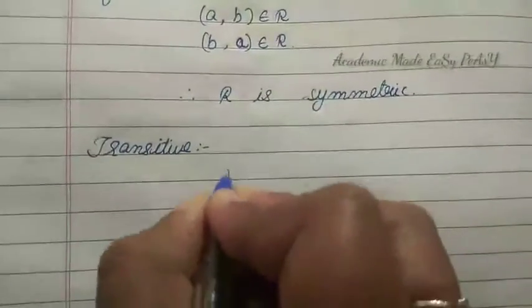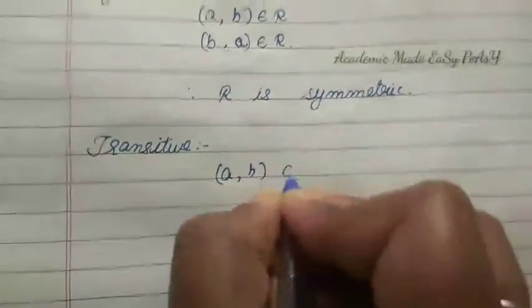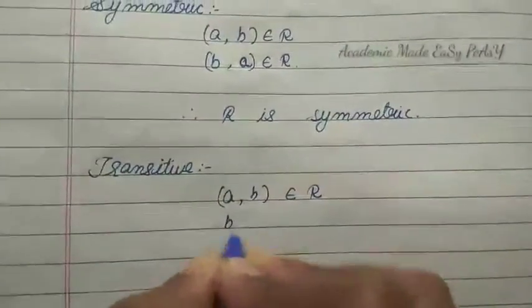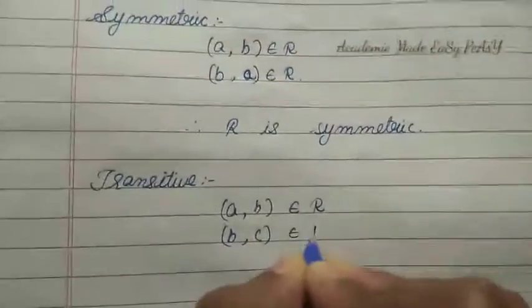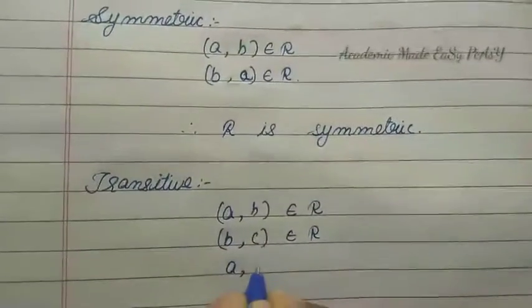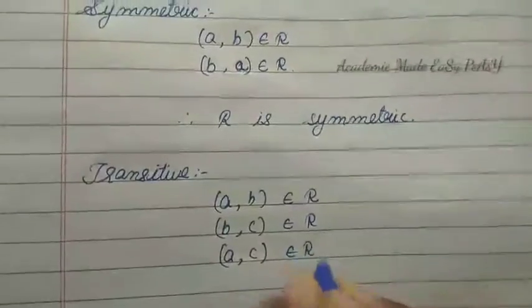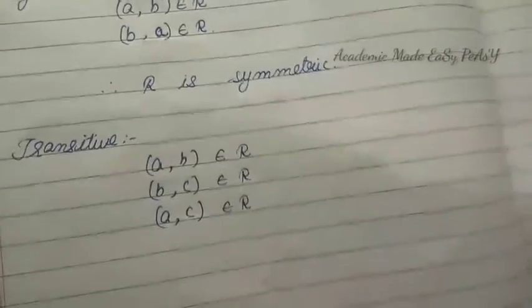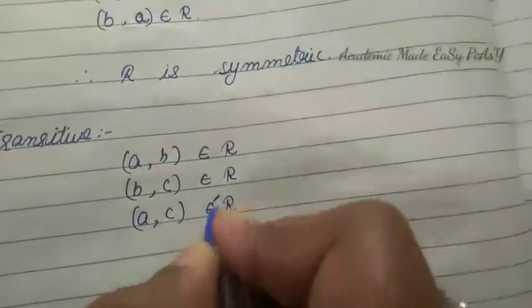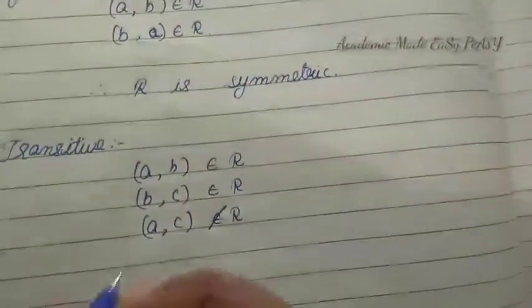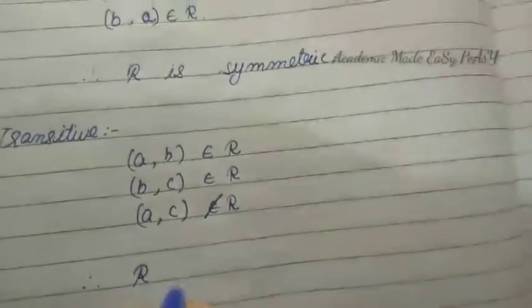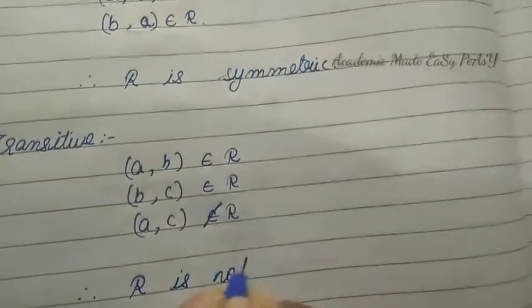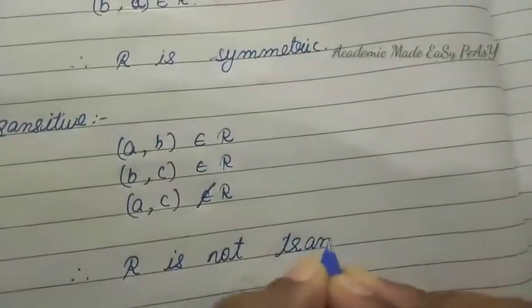For transitive, I should have (A, B) belonging to R, (B, C) belonging to R, and (A, C) should belong to R. Okay, so I have (A, B), and (B, C) we can also have. So (B, C) is there, but (A, C) is not there. That is, (1, 1) is not there. So it is not transitive. Therefore, R is not transitive, hence proved.